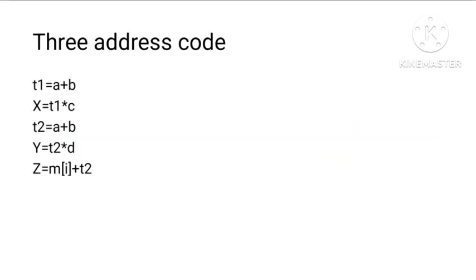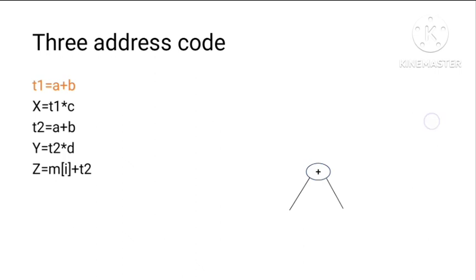Now you have a 3-address code here. A 3-address code has 5 different statements here. The first statement is T1 is equal to A plus B. Now the operands are A and B, and the operation is plus. So to start with, we construct the operation plus, and the left side should be A, the right side should be B. But these are initially represented, isn't it? So A should be represented as A0 and B should be represented as B0.